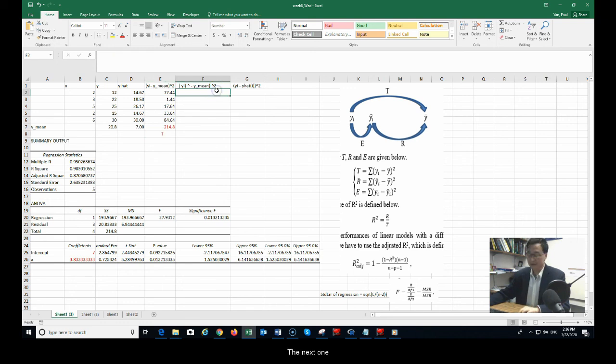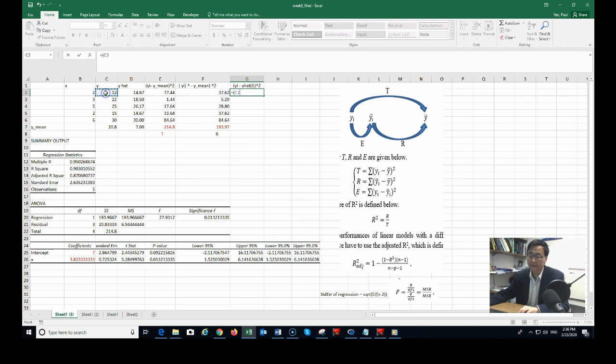Okay. The next one. So actually it is y hat. So this is y hat minus mean. Okay, same mean. We hit F4, lock it, then squared. Then we copy and paste. Then we calculate the total summation. So actually, this is our R. Okay, so this is our R.